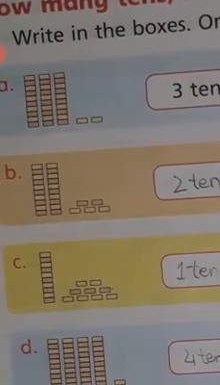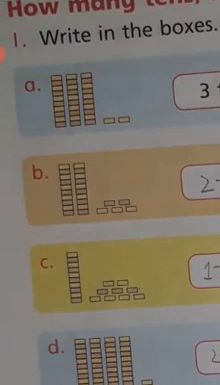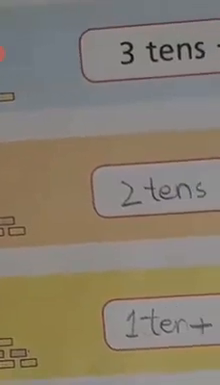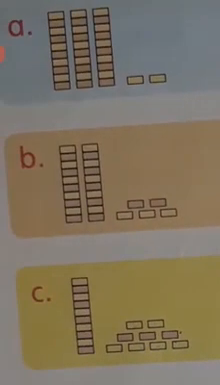Got it? Now, how many tens are there? 2 tens. So, I write 2 tens. Then, how many ones are there? Count it. 1, 2, 3, 4, 5. There are 5 ones. So, I write in words 5 ones.